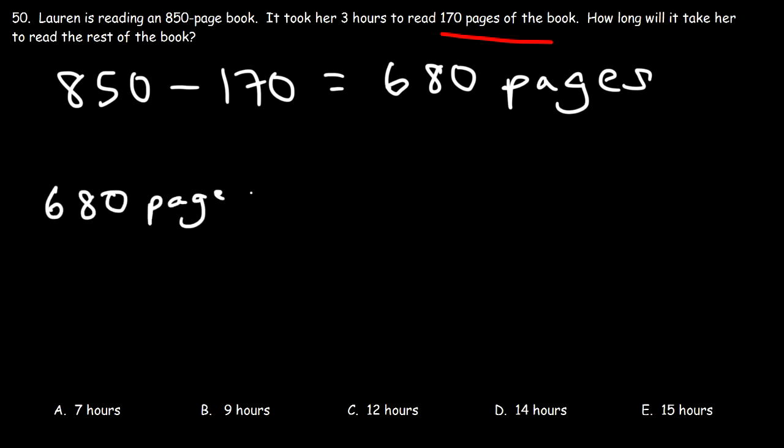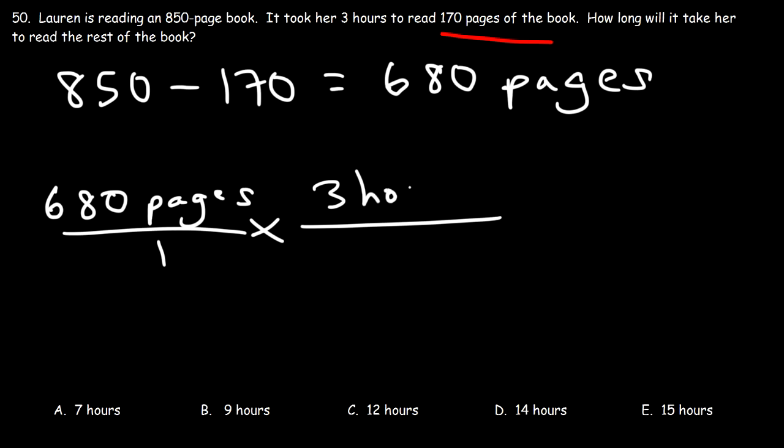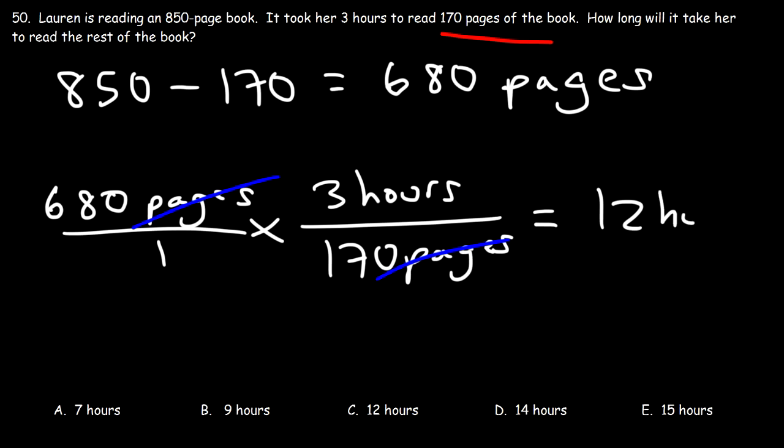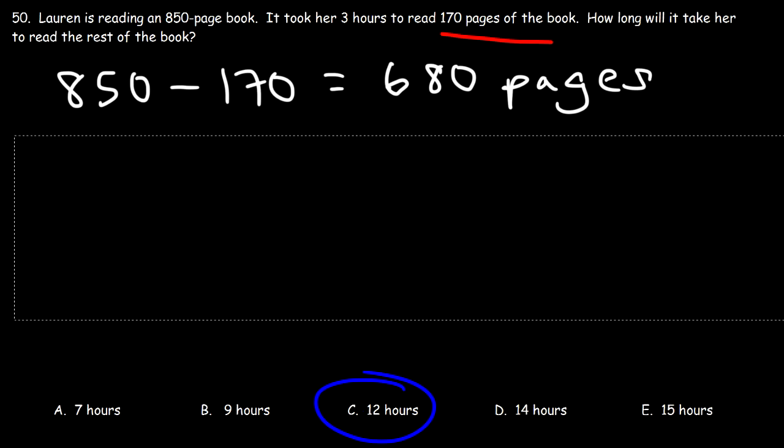So let's start with 680 pages. Now, it takes her 3 hours to read 170 pages. And if you do it this way, you can see the unit pages will cancel. And so it's going to be 680 times 3 divided by 170. And so she's going to finish the rest of the book in 12 hours, which means C is the right answer. Now, if you wish to set it up as a proportion, here's what you can do.